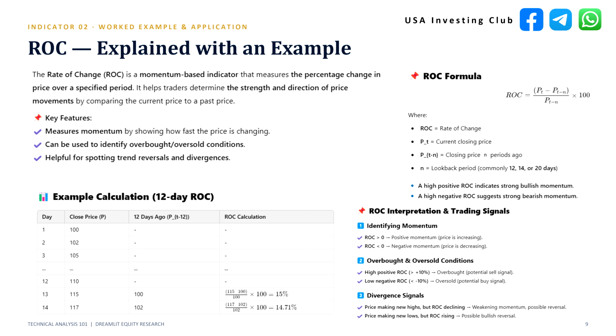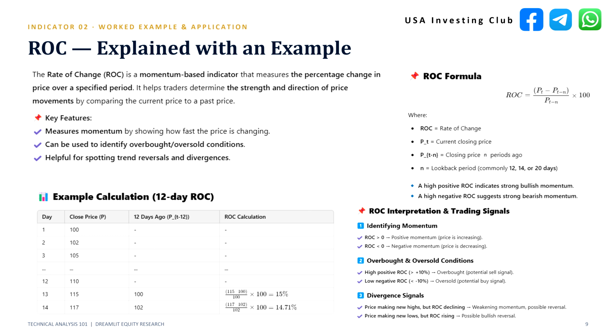Let's hand calculate a 12-day ROC. Track a stock's closing price day by day. By day 13, close sits at 115, and 12 days earlier, on day 1, close was 100. ROC equals the quantity 115 minus 100 divided by 100 times 100. That's 15 divided by 100 times 100, which is 15%.